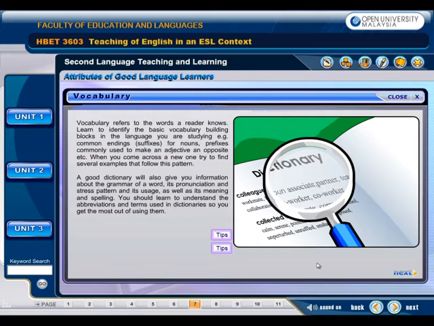A good dictionary will also give you information about the grammar of a word, its pronunciation and stress pattern, and its usage, as well as its reading and spelling. You should learn to understand the abbreviations and terms used in dictionaries so you get the most out of using them.